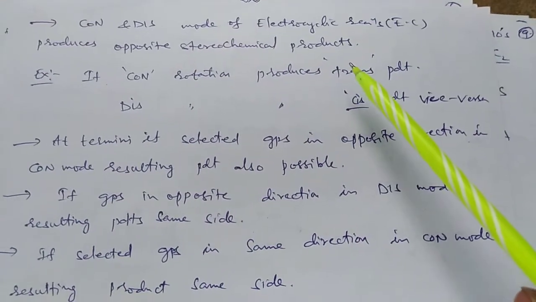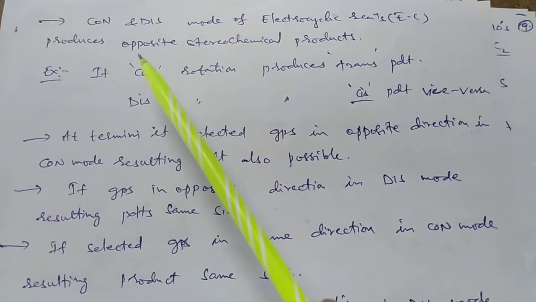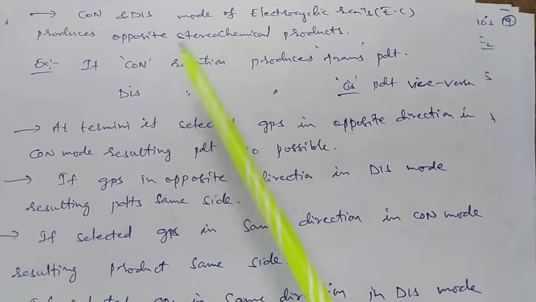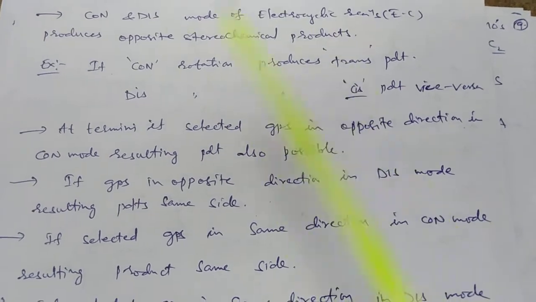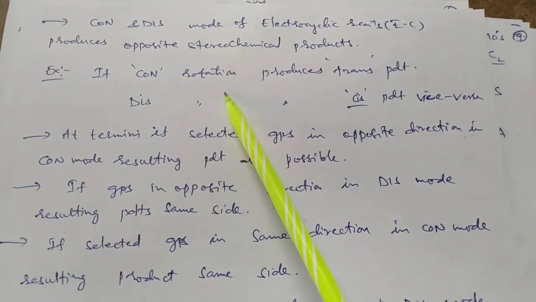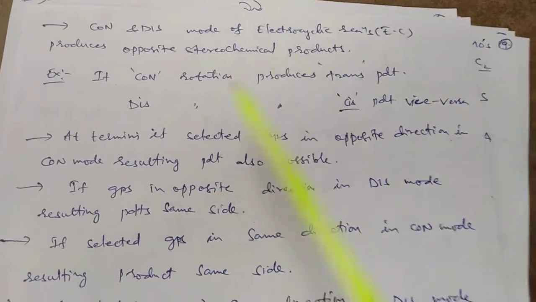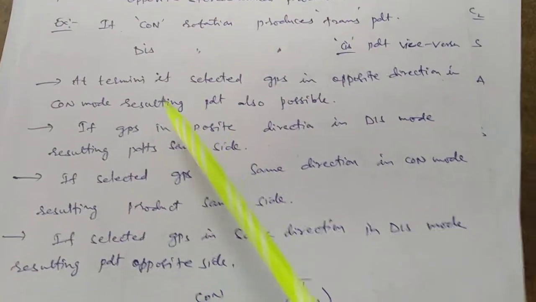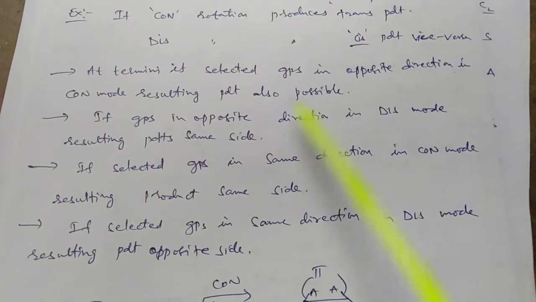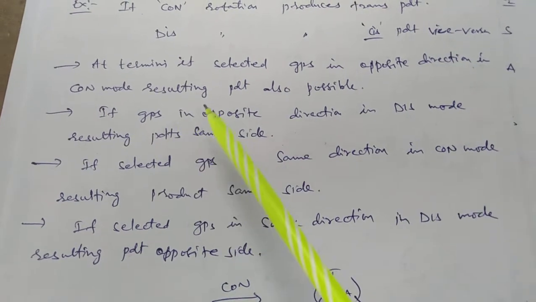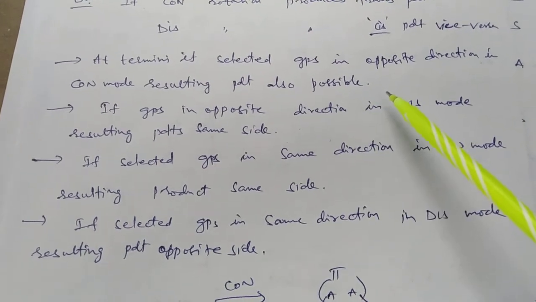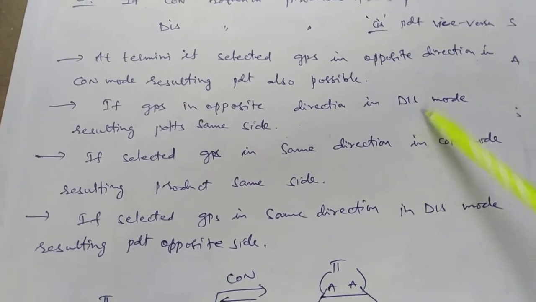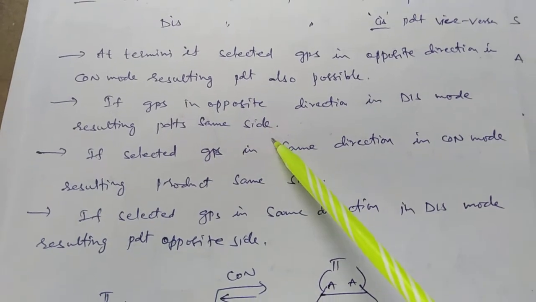From the above explanation, we can say that con and dis modes of electrocyclization reactions produce opposite stereochemical products. For example, if we do the con rotation, it produces trans product, but dis rotation produces cis product, and vice versa. At a termini, if selected groups are in opposite direction in con mode, the resulting products are also opposite. If groups are in opposite direction in dis mode of rotation, the resulting products are on the same side.